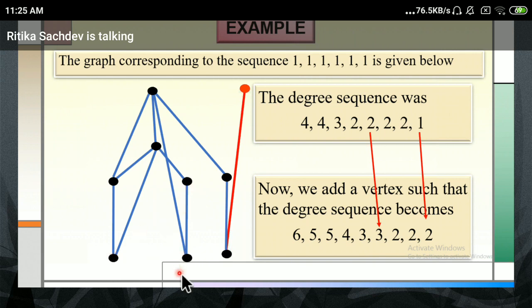So there's 1, 2, 3, and 4. These 4 vertices are there whose degree is 2.